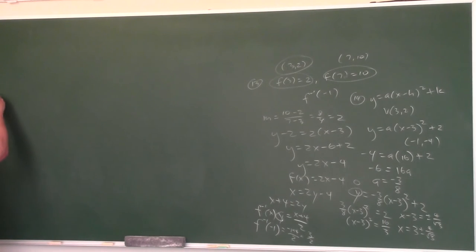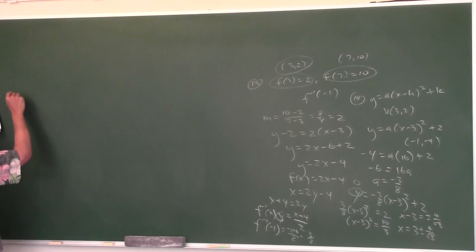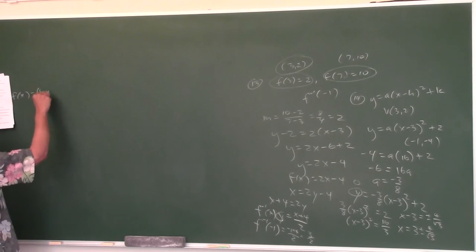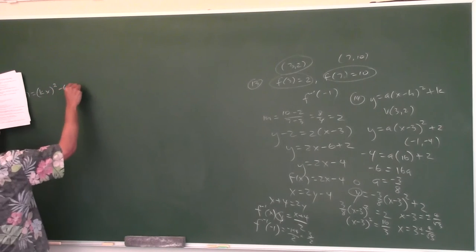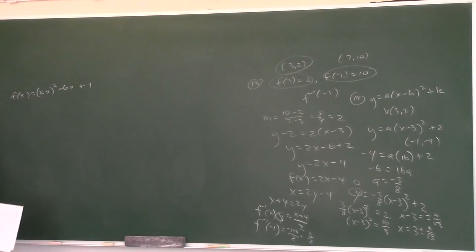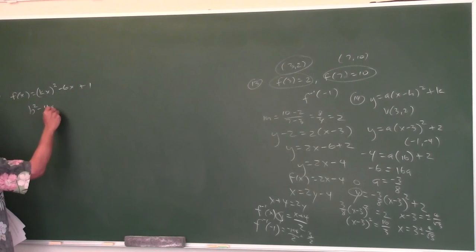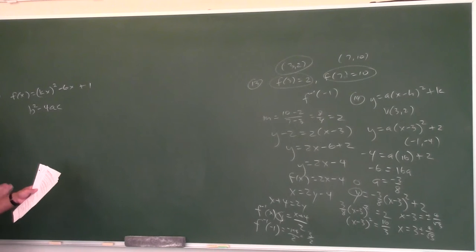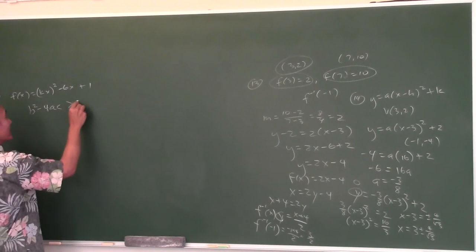Number 15. Wow, this is really slow going. Find the values of k so that this quadratic function has two distinct real zeros. Now, what tells you what kind of zeros a quadratic function has? The discriminant, which is b squared minus 4ac. And if you want two distinct real zeros, the discriminant must be greater than 0.